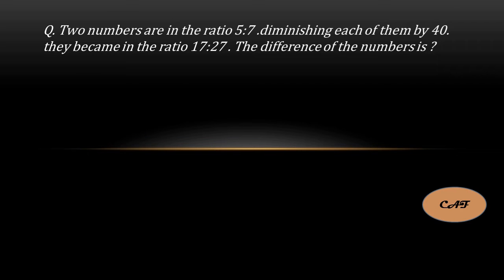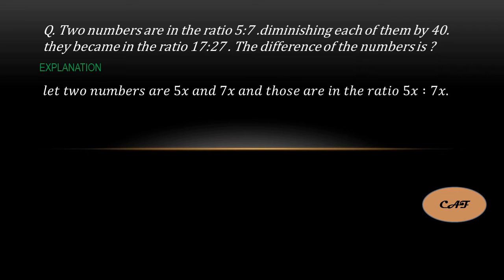Next question. Two numbers are in the ratio 5 is to 7. Diminishing each of them by 40, they became in the ratio 17 is to 27. The difference of the numbers is how much? They are telling two numbers are there in the ratio 5 is to 7, but I can't tell that those two numbers are 5 and 7. So I am assuming that those two numbers are 5x and 7x.